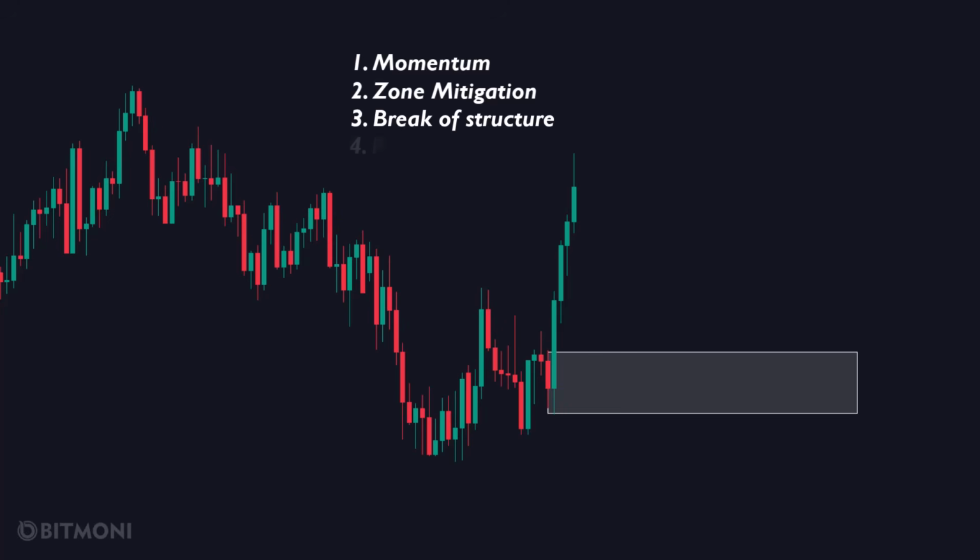Lastly, we have risk to reward ratio. Make sure the setup gives you at least a 1-to-3 risk to reward ratio. That way, even a few winning trades can significantly grow your account.